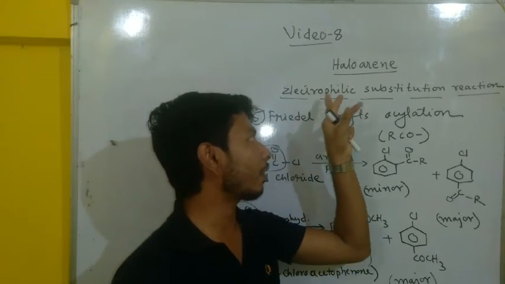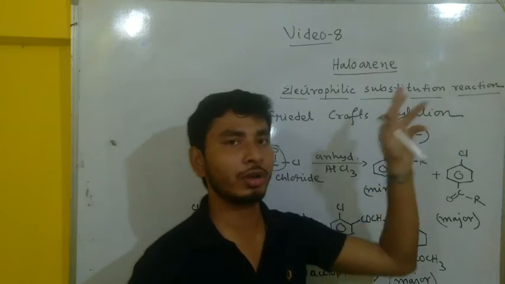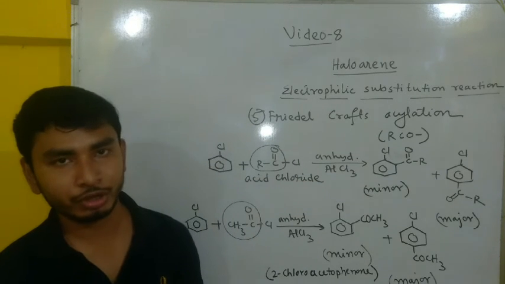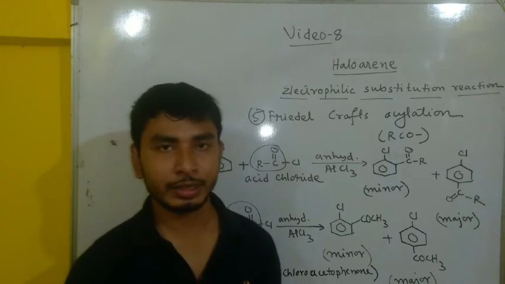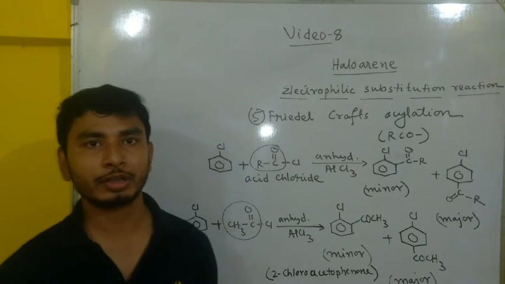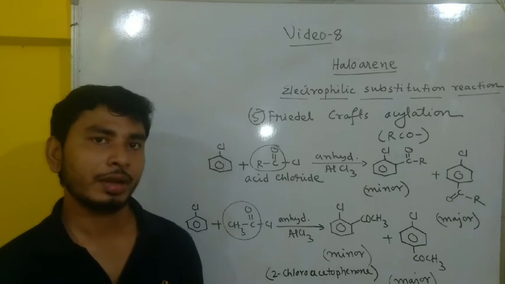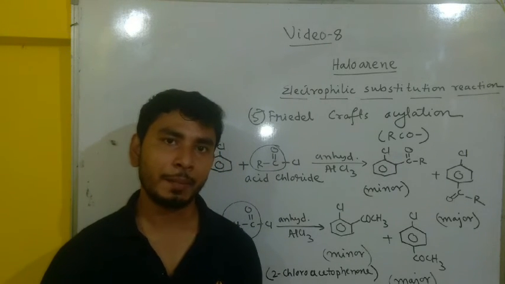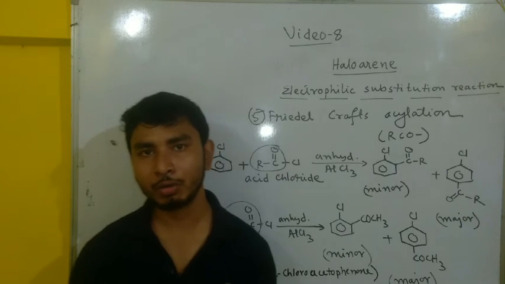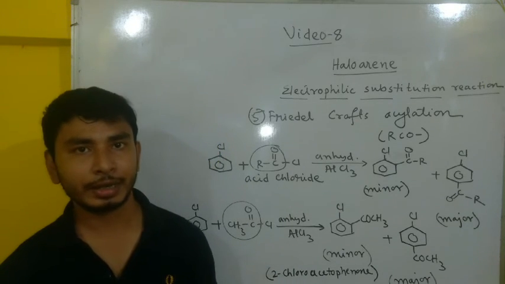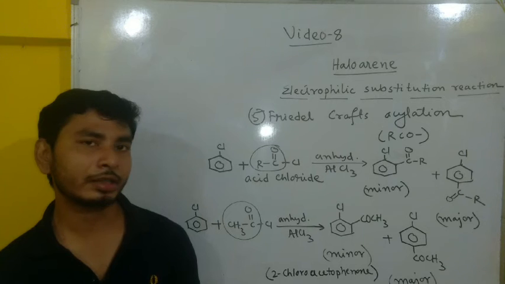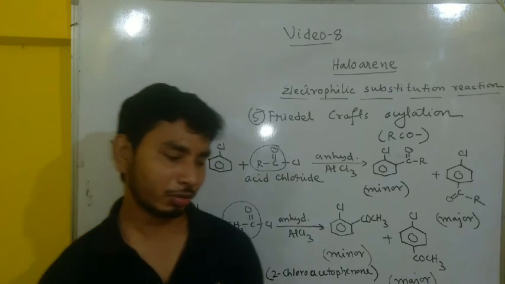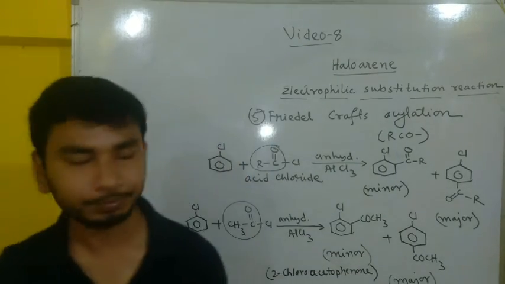So all electrophilic substitution reactions of haloarenes take place in the ortho and para position. This is because, if we look at the resonating structures, the ortho and para positions are electron rich as compared to the meta positions. An electrophile always prefers the electron rich positions. So electrophilic substitution reactions of chlorobenzene always take place in the ortho and para positions.